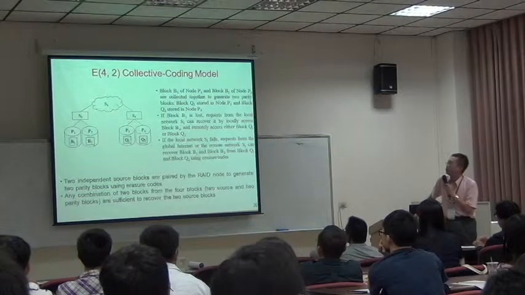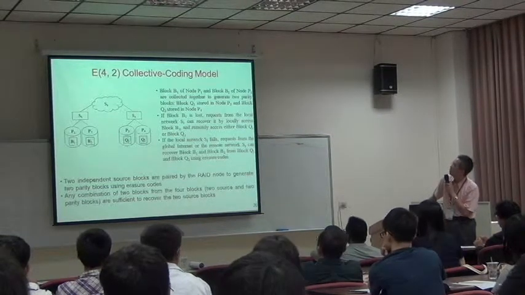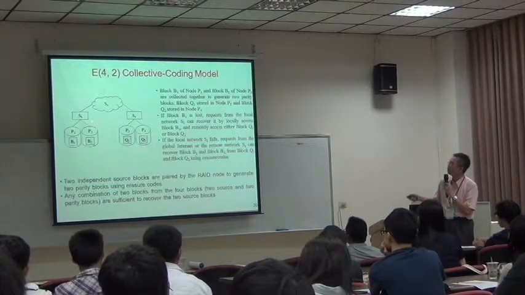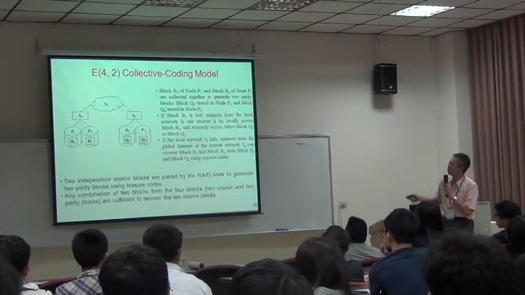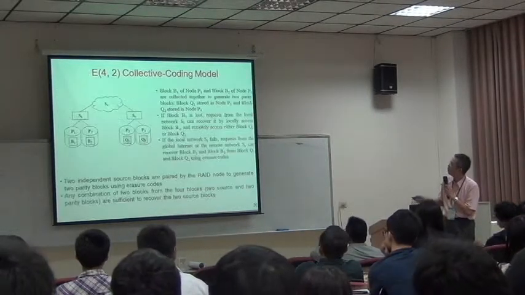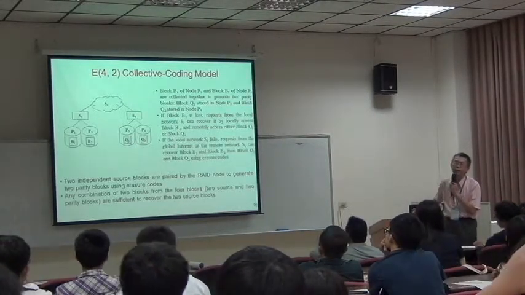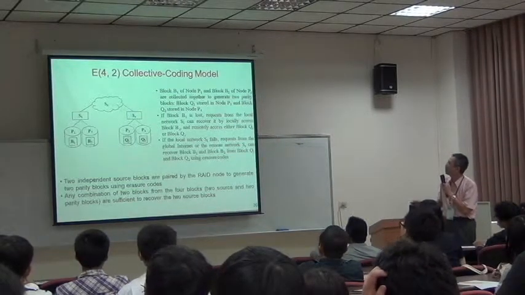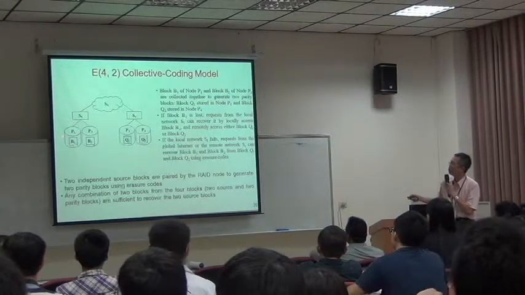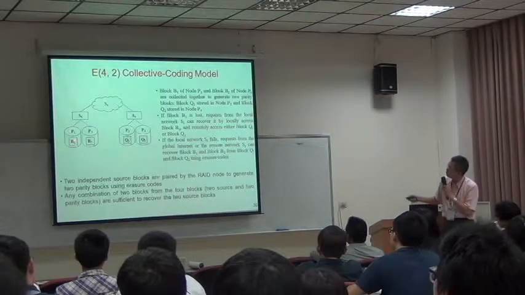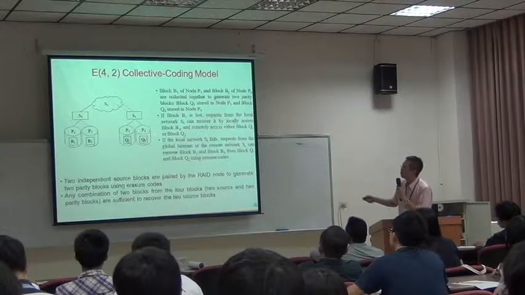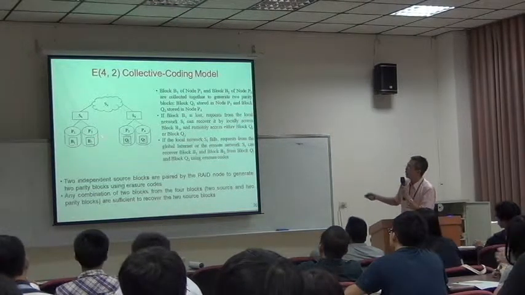In our proposed E42 erasure coding model, the local copy is here. For the remote backup, we use erasure coding to generate these 2 blocks, Q1 and Q2. The most interesting part is what happens when a block fails. For example, if block 1 fails, we can access one of Q1 or Q2 to recover B1 with the help of B2.